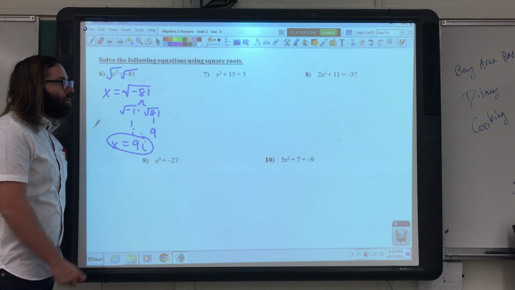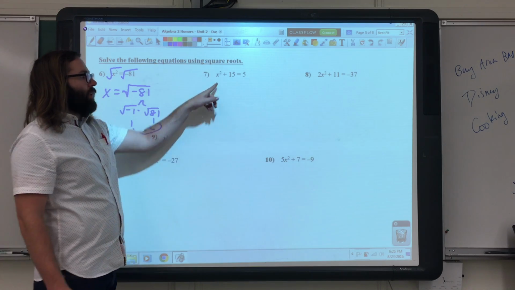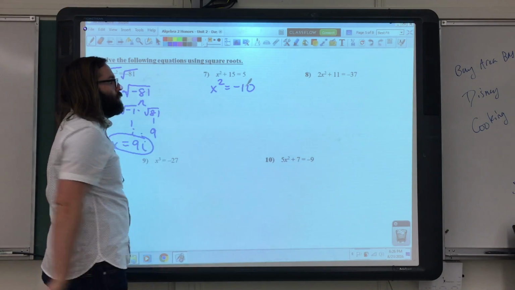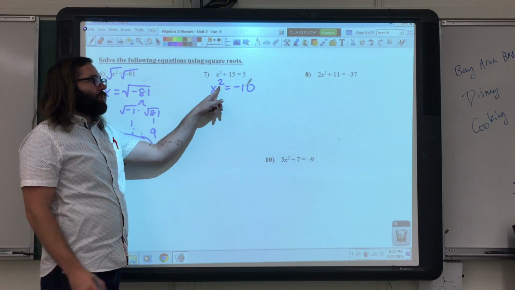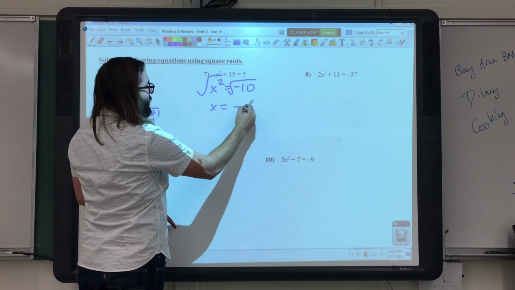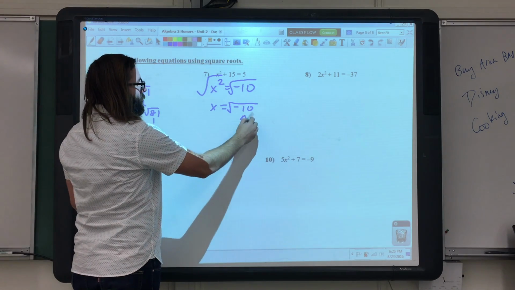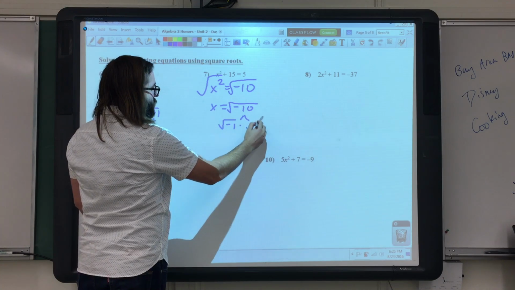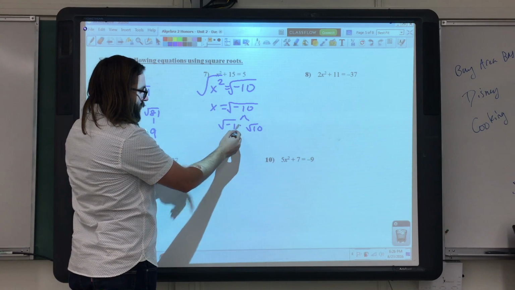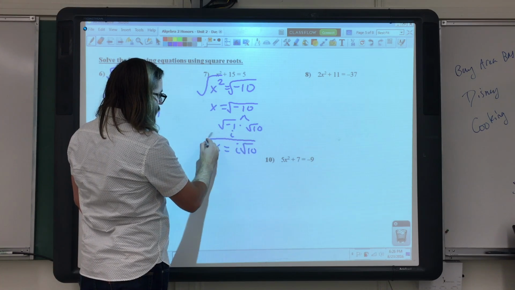All right, so let's take a look at these ones. We have to get x by itself, so you subtract 15, you get x squared equals negative 10. Oh, now, to get rid of the squared, you're going to square root. x is the square root of negative 10. So we go through. This is really the square root of negative 1 times the square root of 10. You can't simplify this, but that's just i. So x is going to be i times the square root of 10.